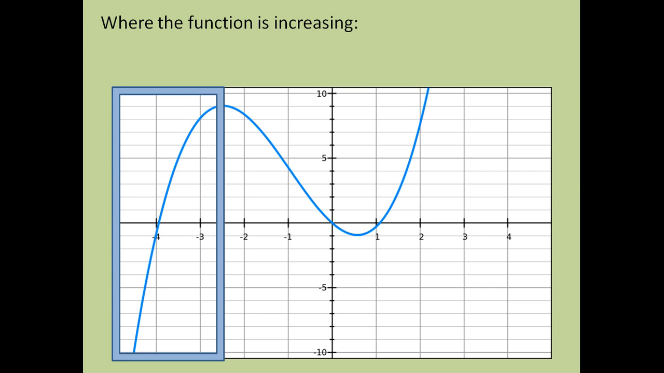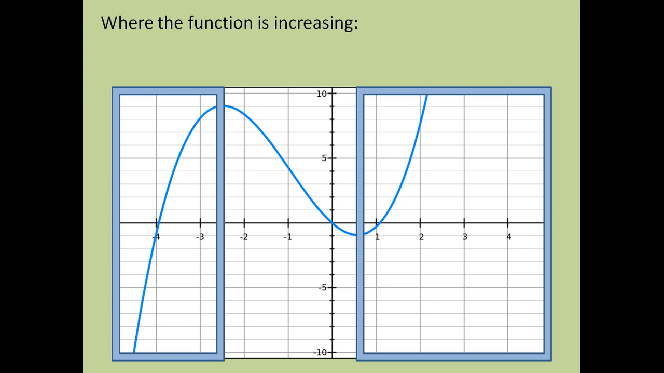And you'll see that from our graph only goes till -5, but this function from -infinity to about -2.5 is increasing. And then also from about 0.5 to infinity is increasing. Increasing means that the slope of the function is positive.